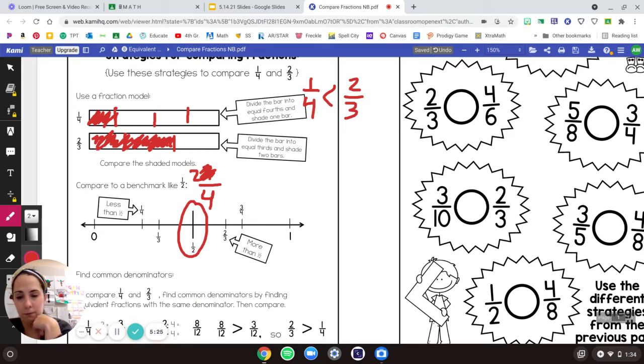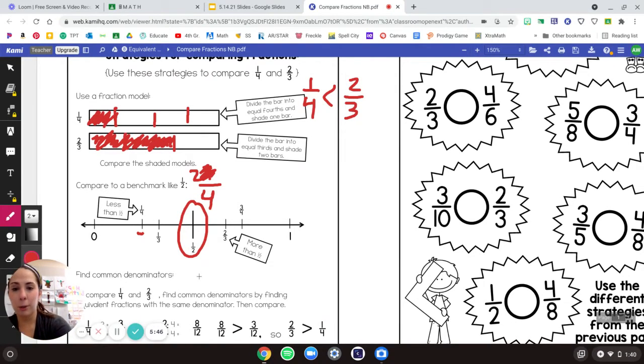2/4 would be here, right? That'd be half. I know 1/4 is less, so that's why it gets put down here. It's less than 1/2. So we know that 1/4 is smaller than 1/2 of fourths, which would be 2/4.